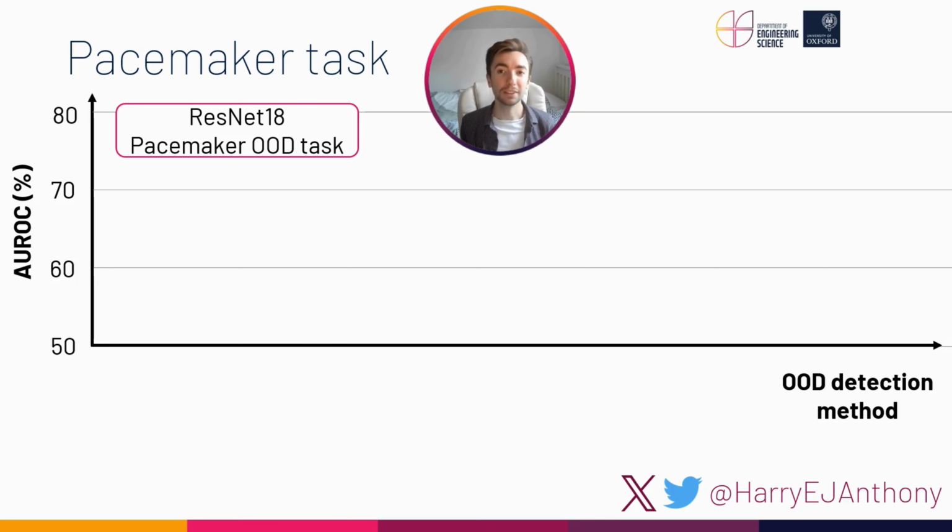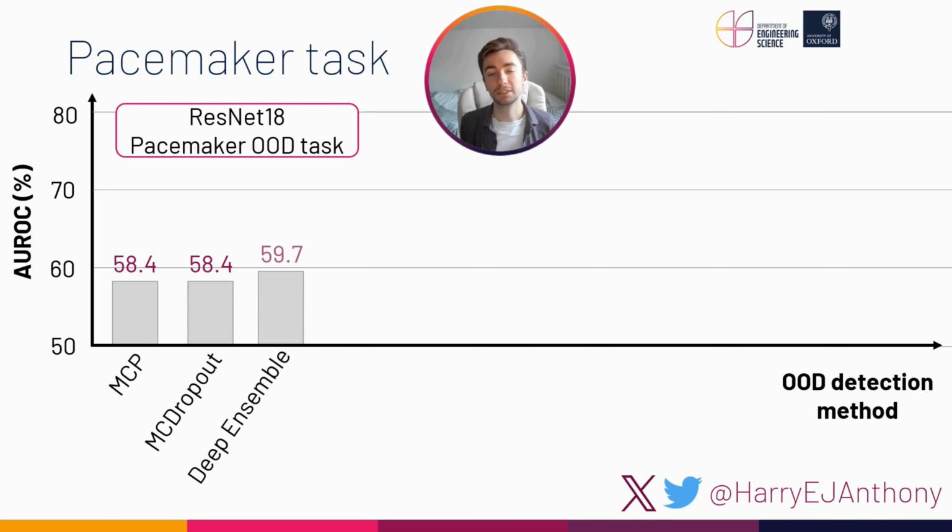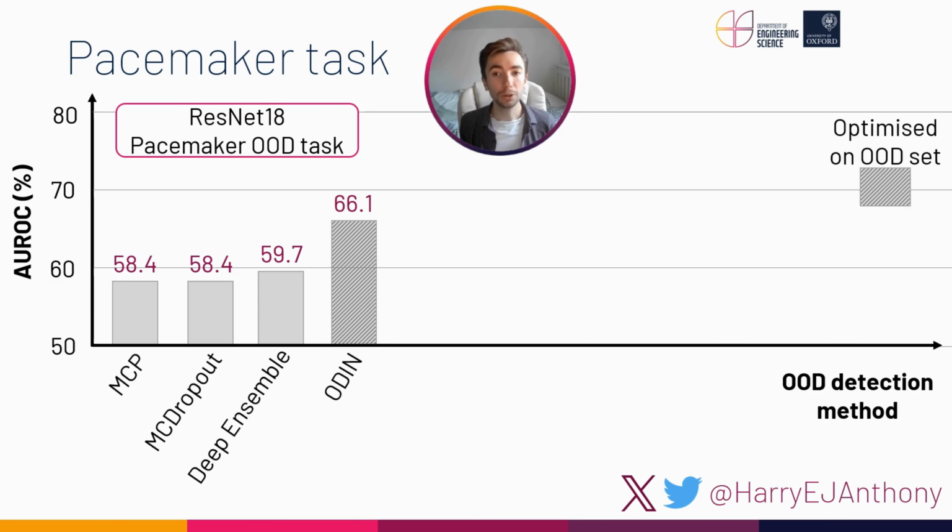Now we can compare the results on the pacemaker task to our other post-hoc OD detection benchmarks. I won't go through each method individually due to time constraints, but here we have the baseline max class probability, which does not perform well at only 58%. We see similar performance for Monte Carlo dropout and for deep ensembles, where for the latter we use 3 seeds per k-fold. We do see a notable improvement with ODIN.